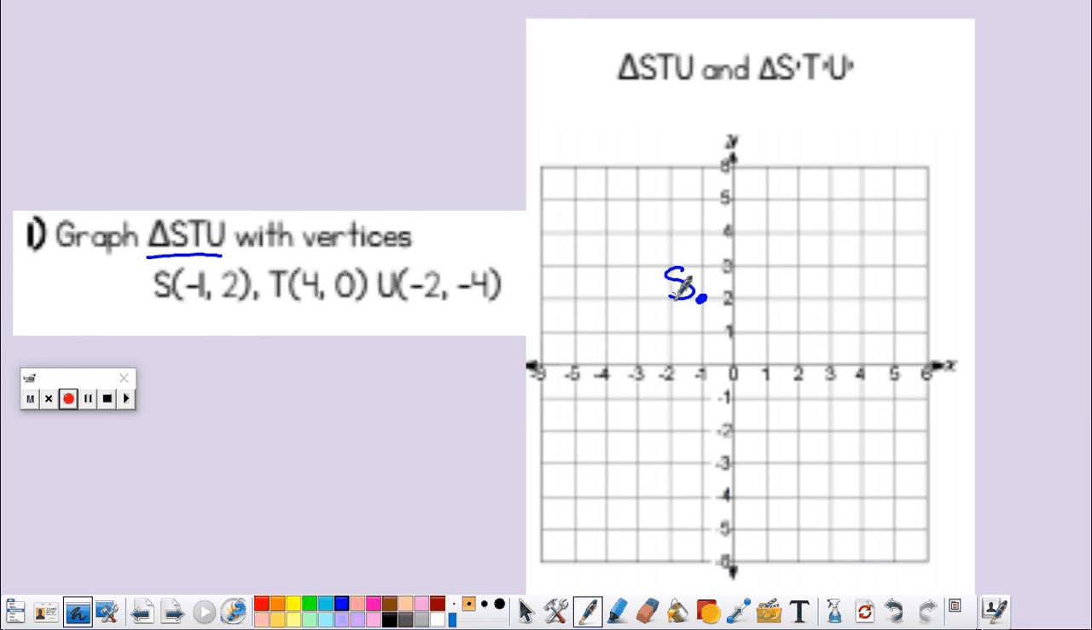Okay. T is going to go on the y-axis or the x-axis? The x. This is x, this is y. So we're going to go over 4. So that's going to be T. And then U is at -2, -4. All right, make sure your points are labeled.